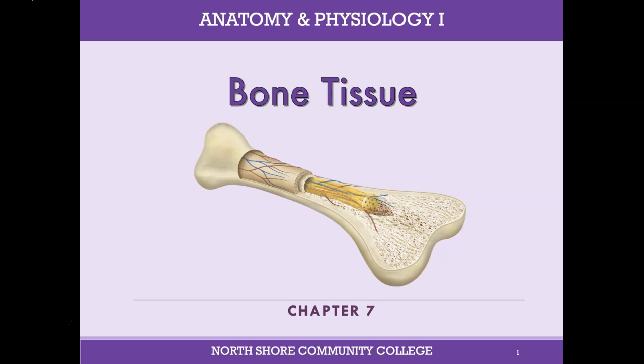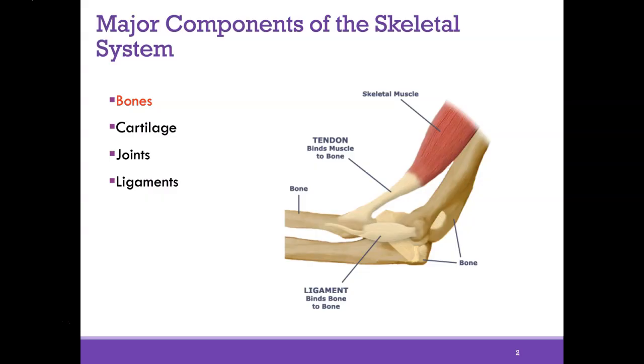Today we will discuss Chapter 7, which is on bone tissue. Bone is one of the major components of the skeletal system, and we'll be talking about the skeletal system in the upcoming 2 chapters. In addition to bones, we also have cartilage, joints, and ligaments as part of the skeletal system. The skeletal system has many functions.